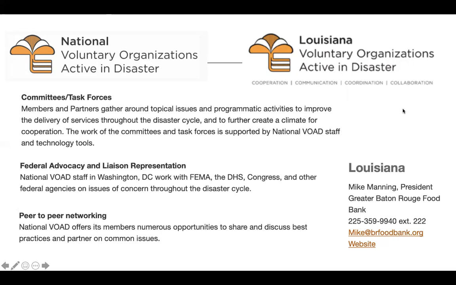On the right, there's the Louisiana specific point of contact, Mr. Manning out of the Greater Baton Rouge Food Bank, and they're very responsive and extremely friendly, always willing to talk to you one-on-one about how can my agency respond. And what they can help you do is understand, what is my capacity to respond? Should I even be responding?